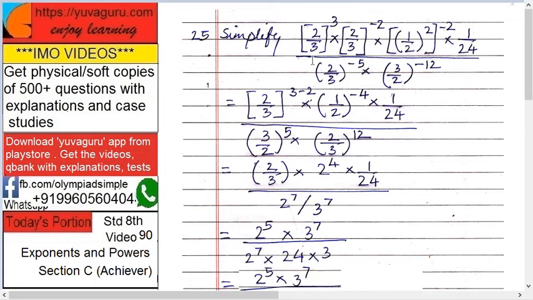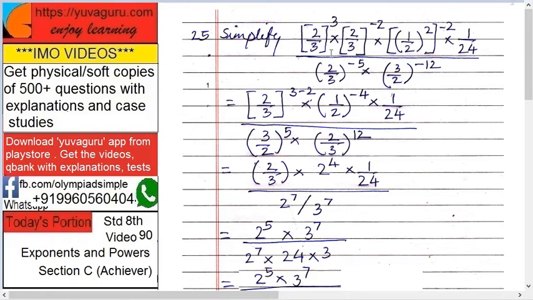Simplify (2/3)^3 into (2/3)^-2 into (1/2^2)^-2 into 1/24, the whole upon (2/3)^-5 into (3/2)^-12. Now solve each one separately, it becomes easier.